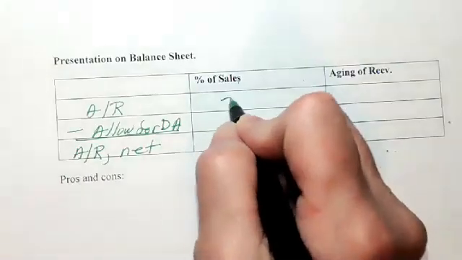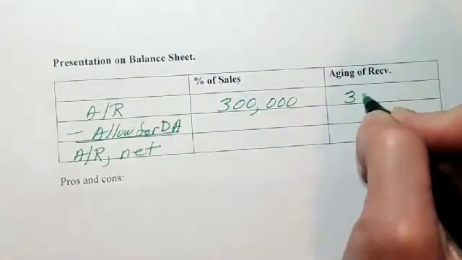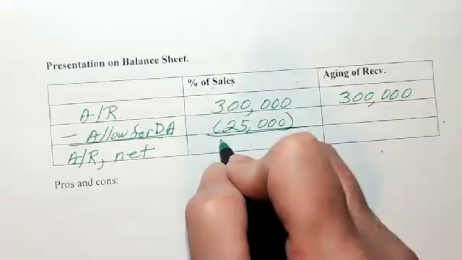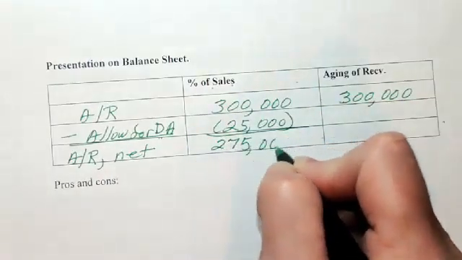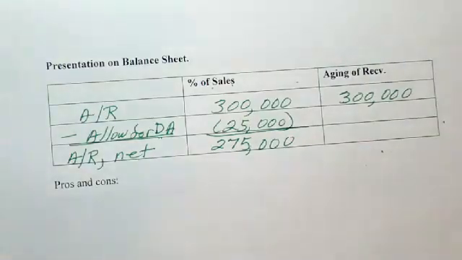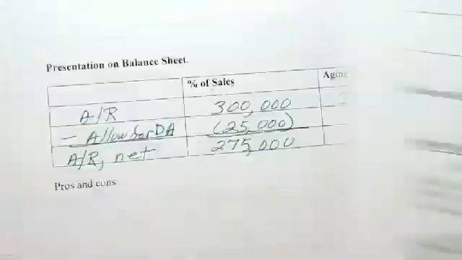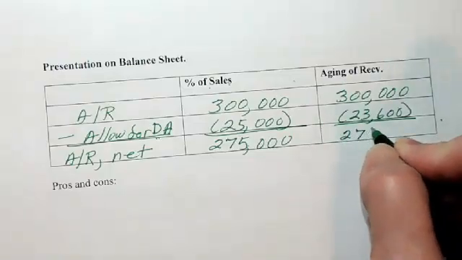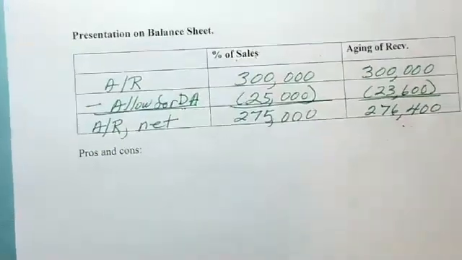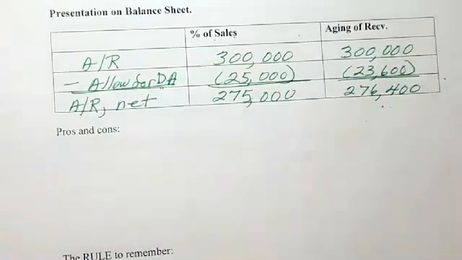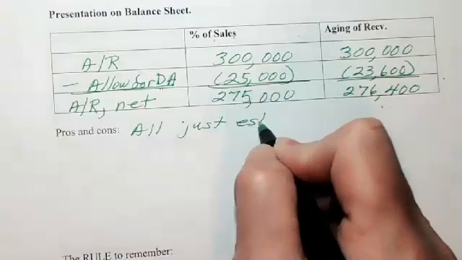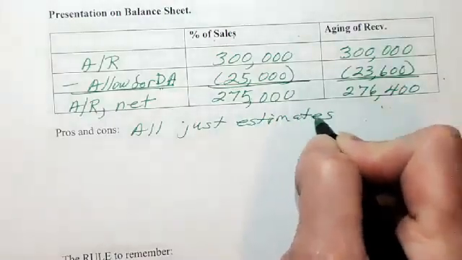That gives you your accounts receivable net or net accounts receivable. Percent of sales, the accounts receivable stays the same. That's in your general ledger. So that was 275. With accounts receivable aging, we had 23.6. So that was 276. Different numbers because, again, different estimates. Pros and cons, as we said, all are just estimates. So that's not pro or con, that's just a statement of fact.